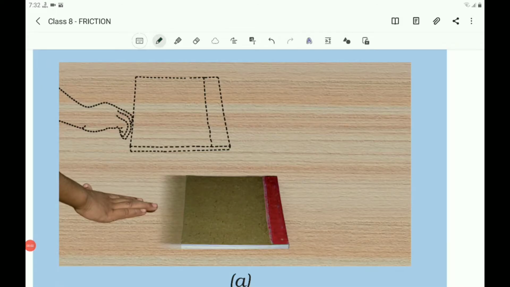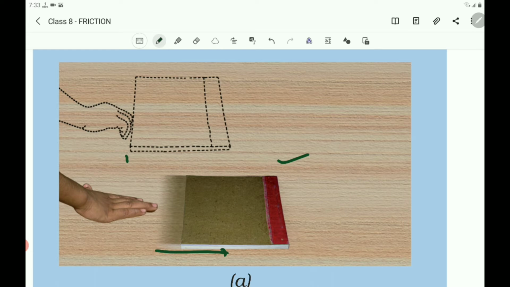Children, now let us start the new chapter, friction. What is friction? To understand this, you do one activity. Gently push a book on a table as shown in the figure. You observe that it stops after moving for some distance. Here, if you push a book, initially it was here, and if you push it, it moves some distance and stops.